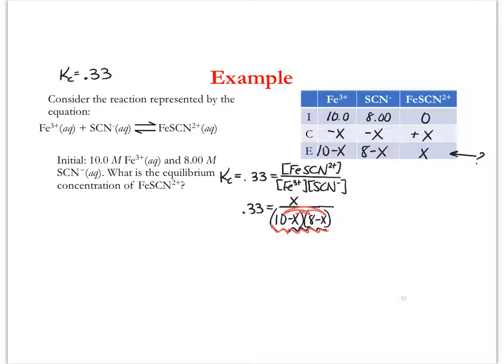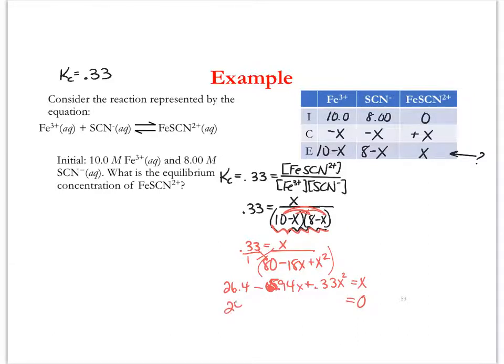Let me find my notes. So you're going to get 0.33 equals x over 80 minus 18x plus x squared. Okay? You can get to the point where you cross multiply this. So 0.33 times this whole quantity, that would be 26.4 minus 6.94x plus 0.33 x squared. I'm sorry, this is 0.594 or 5.94 equals x. And then we can subtract x from both sides.